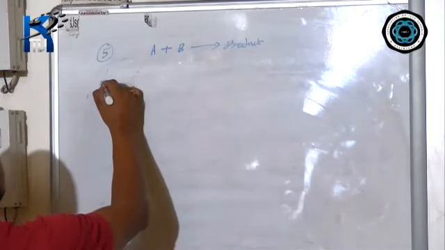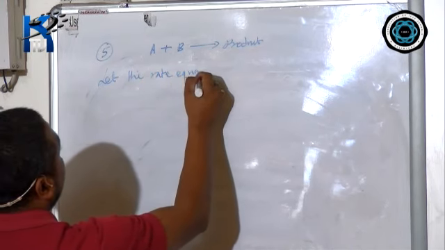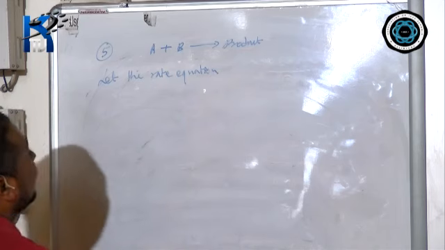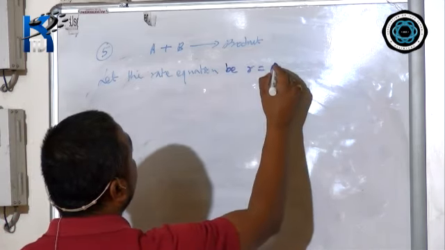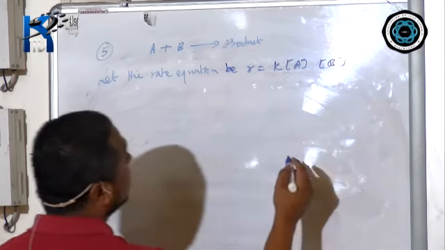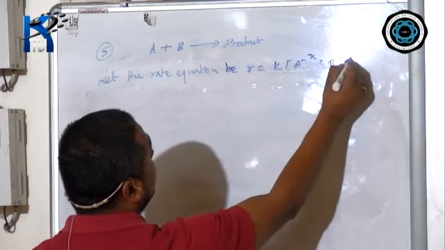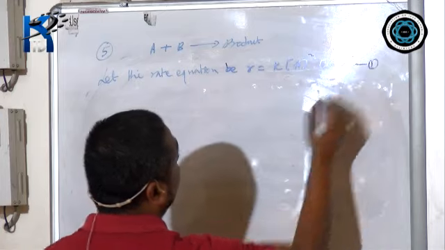So first you suppose the rate law again. Let the rate law, instead of rate law you can say rate equation, let the rate equation be R is equal to K concentration of A into concentration of B, and the powers we suppose as x and y. Let x be the order of A and y be the order of B, equation 1.